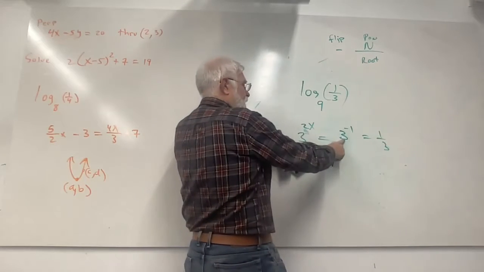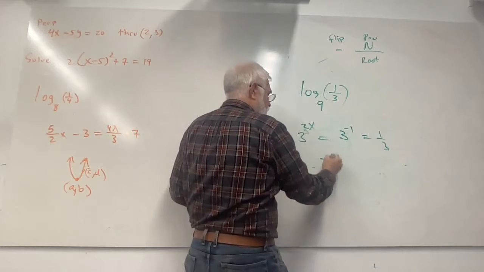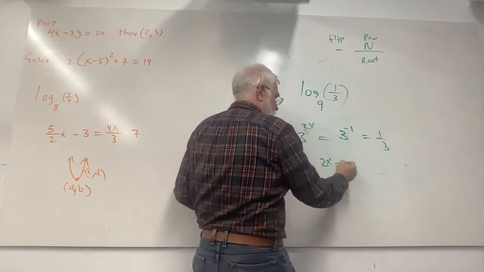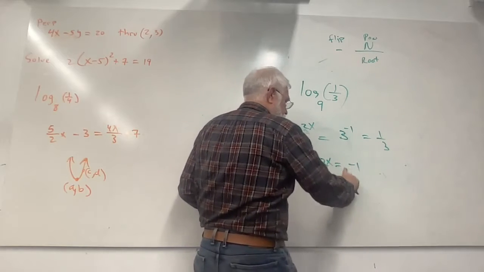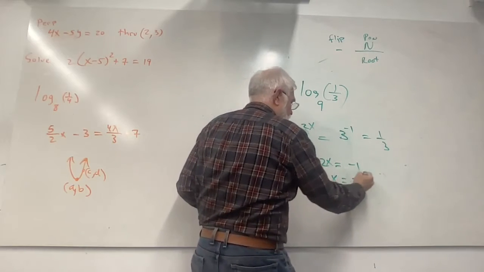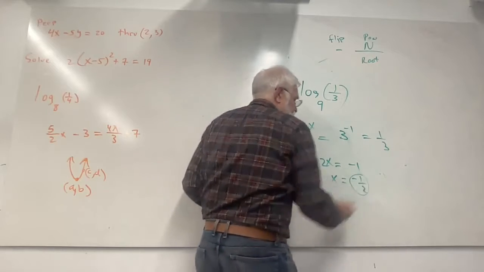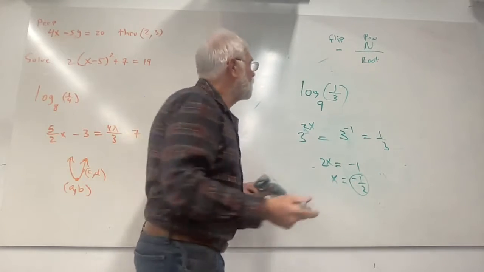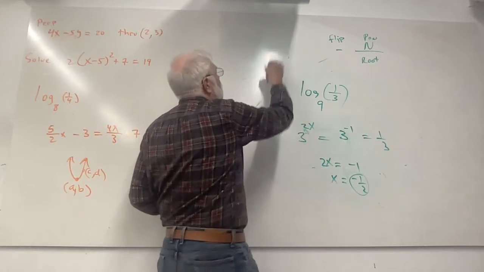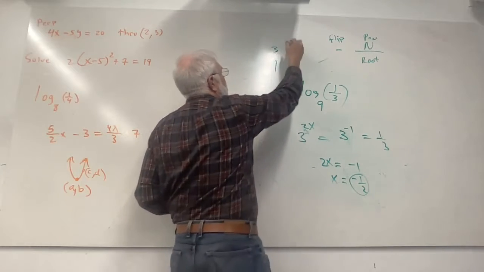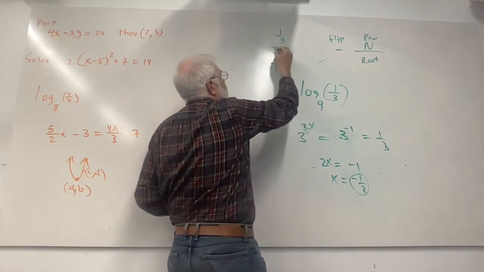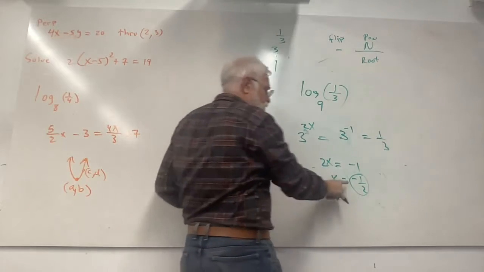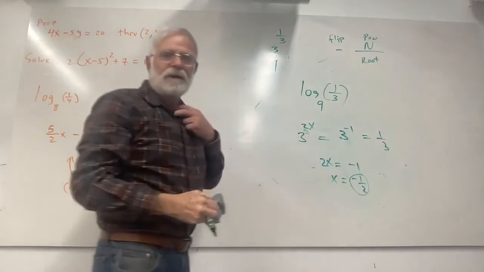Well, now I have the same base. So 2x equals -1. So x equals -1/2. What's -1/2? A square root of a number flipped. What's the square root of 9? 3. What's 3 flipped? 1/3, right? It's 3/1. I'm flipping it. Those are the 2 operations that you're trying to perform.